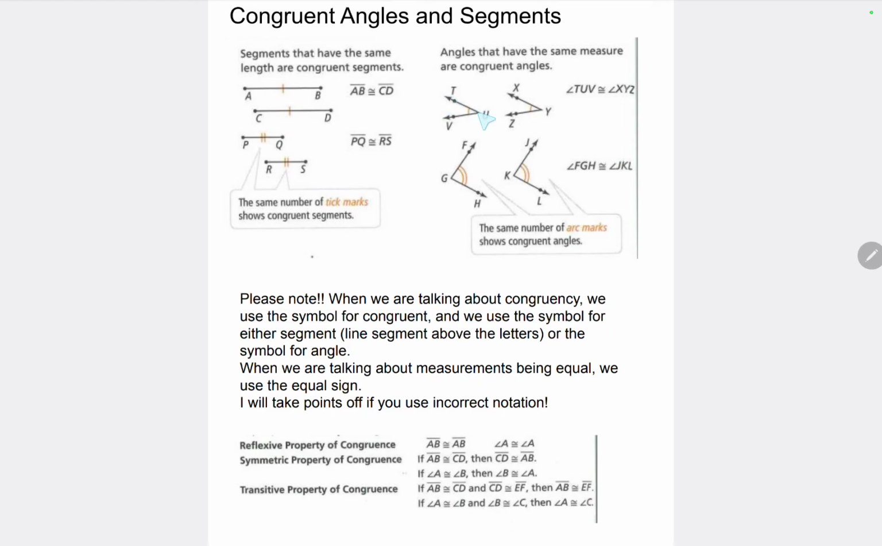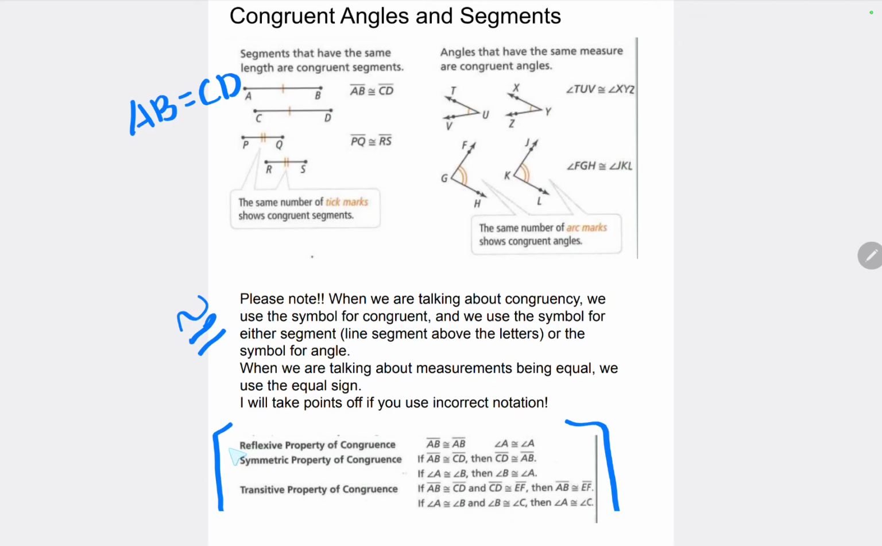Angles with the same measure are similarly called congruent angles. They put arcs in the corner near the vertex. Please notice when you're talking about congruency, you need to use the symbol for congruent, the equal sign with the tilde above it. When we're talking about measurements being equal, we would use the equal sign. So if I were to measure AB and CD, and I knew what their measurements were, I could say AB is equal to CD.